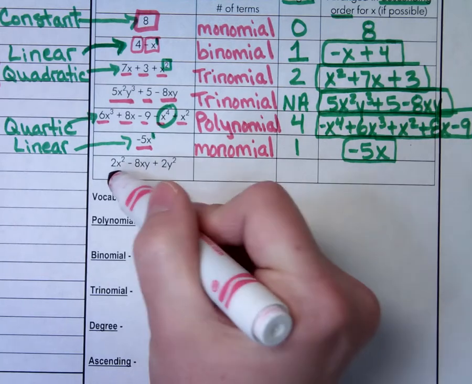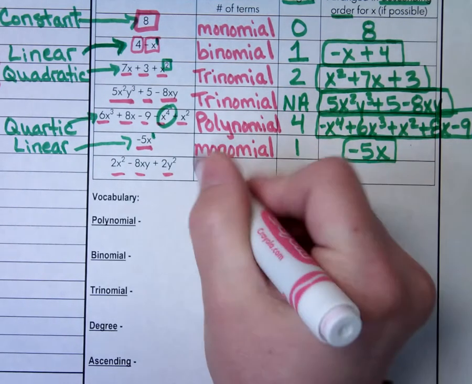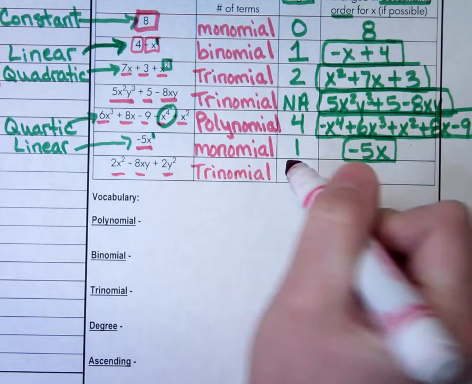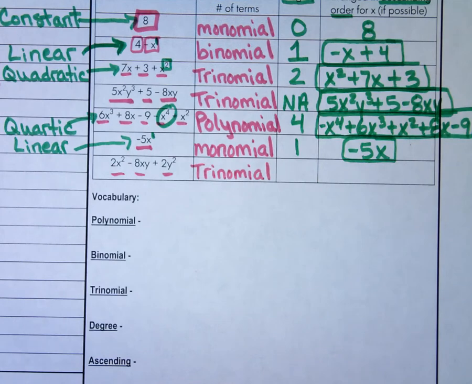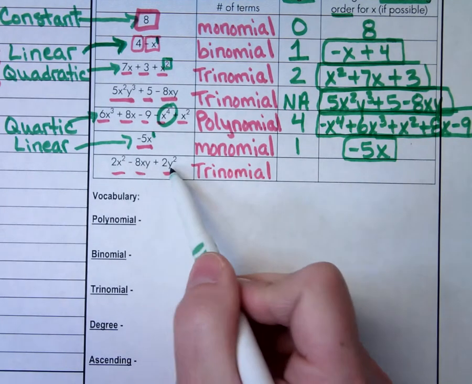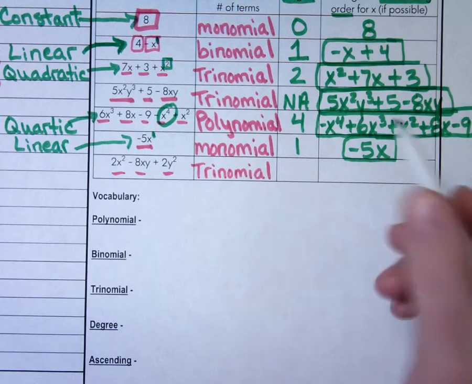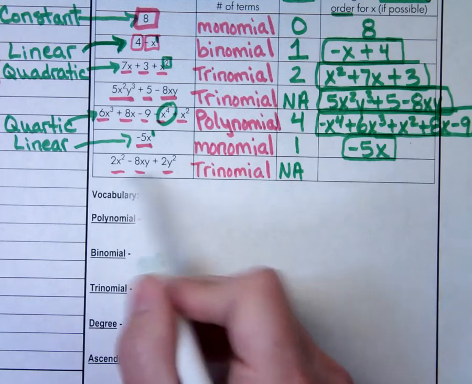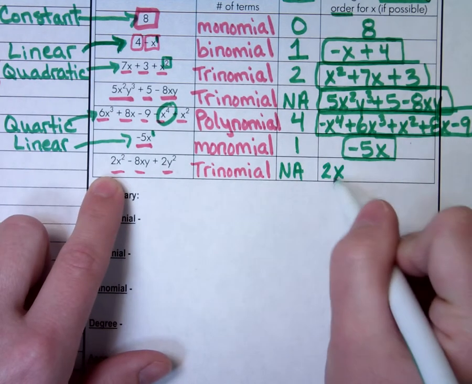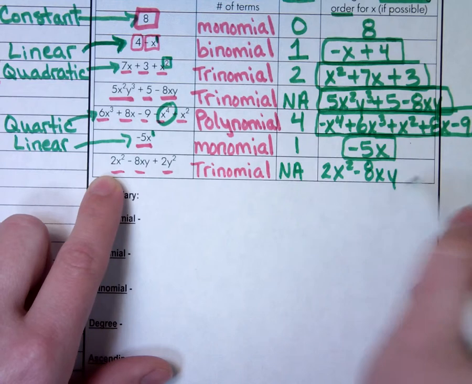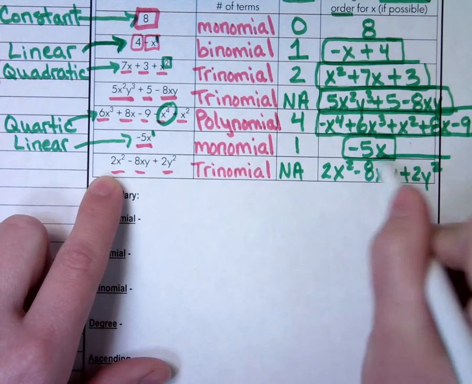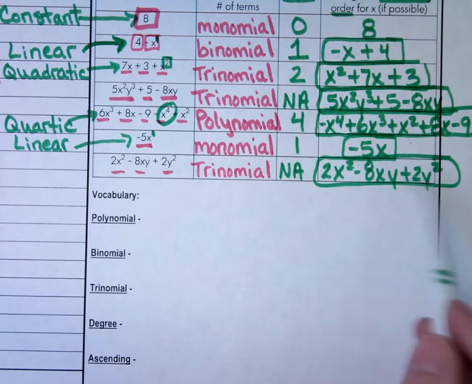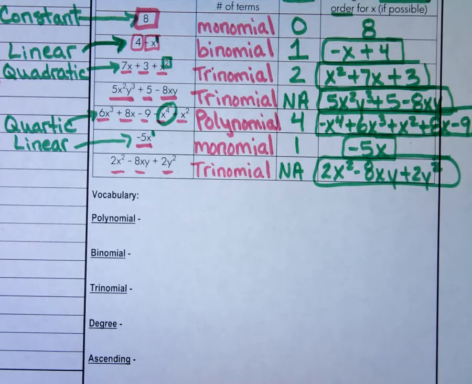Okay, this next one has 1, 2, 3 parts, so we call that a trinomial. Like our tricycle has 3 wheels. And this one, I have a mixture of x's and y's, so I do not have a degree here. I'm going to write not applicable. And I really don't have a correct way of writing this. So I'm just going to rewrite it the way it already is. And because there's a mixture of x's and y's, I don't have a special name for it.